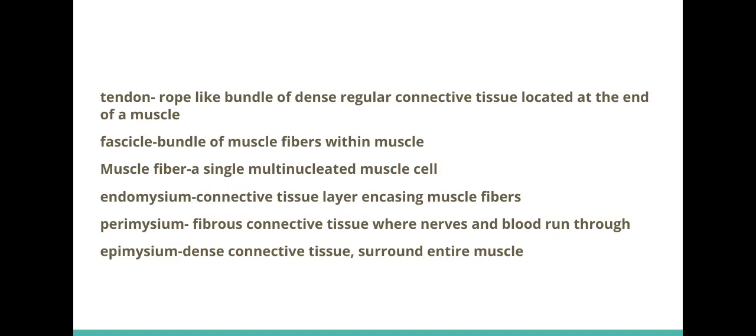We have that perimysium that we talked about with our fascicle. That perimysium is the connective tissue around the fascicle. It's going to have a lot of collagen and elastin. It also has nerves and blood vessels running through it. And then last but not least is this epimysium, which is a dense layer of connective tissue that has a lot of collagen fibers that is around the entire muscle.